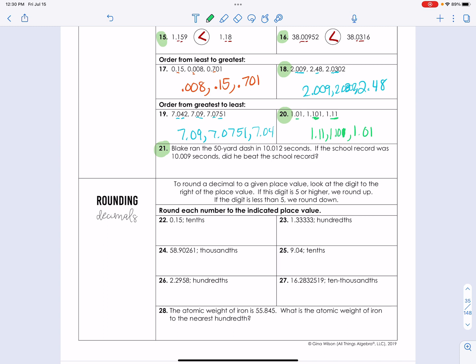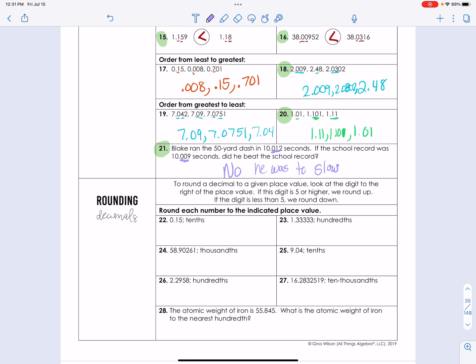Okay, Blake ran the 50-yard dash in 10.012 seconds. If the school record was 10.09, did he beat the school record? So 10.0, the 0's match. He ran a 1, the record has a 0, so the school record is faster. So no, he didn't. He was too slow.